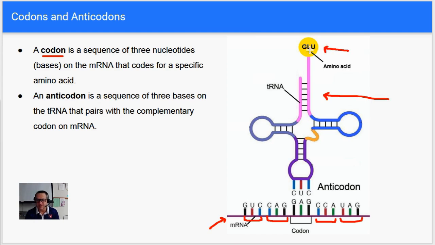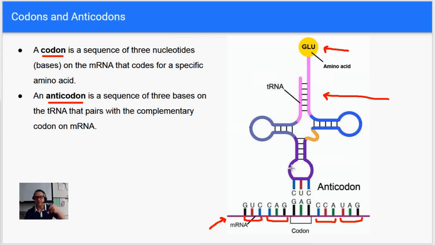and it's carrying the specific amino acid, glutamic acid, and that's one of the 20 amino acids. You put them together, you make proteins. It has what's called anticodons. It's 3 bases again, and his one is CUC for this specific tRNA.